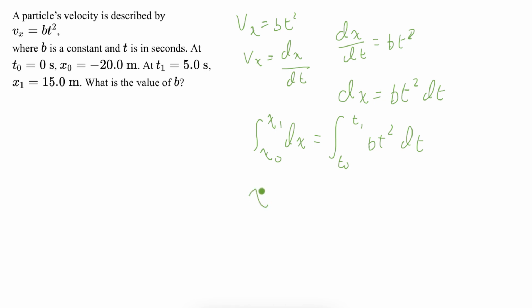It's just the final position minus the initial position, because this just means you're integrating 1 with respect to x, and that's just x. And then you just plug in these two, so x1 minus x0. Then you're going to set this equal to the other integral.